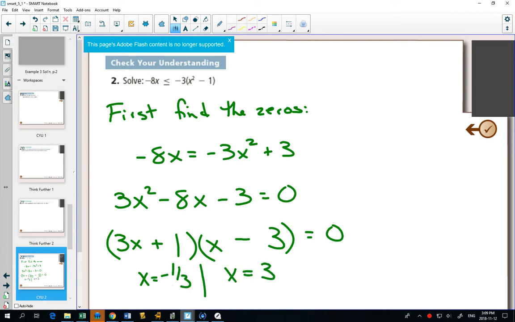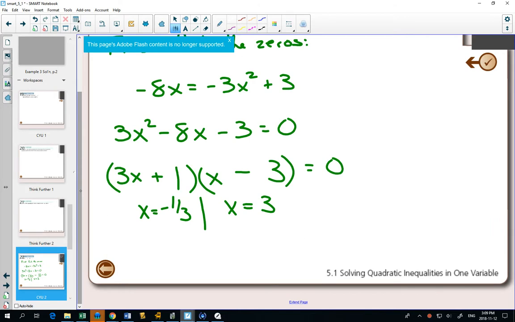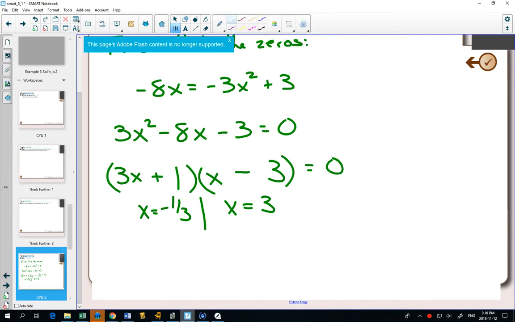So it starts off, to solve a quadratic inequality, you go back to chapter 3 and solve the quadratic equation. Then, once you've solved the quadratic equation, you make a number line with those two solutions on there. So we would have -1/3 and 3 on our number line.